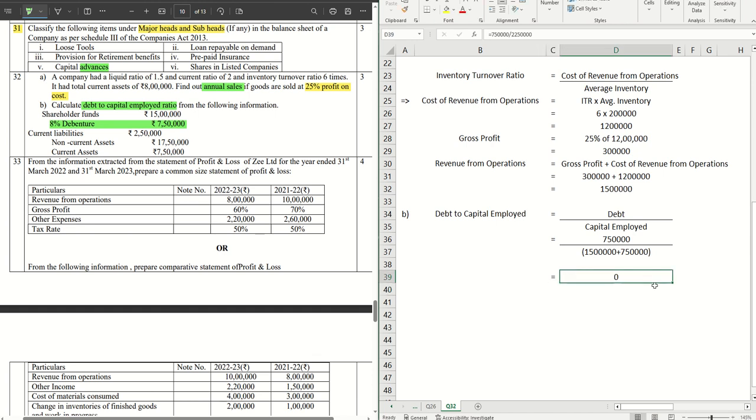So the ratio that we get in terms of decimal will be 0.33. Or in terms of fraction, if you want to write it, that's 1 by 3, so you can also write that as 1:3. That's my debt to capital employed ratio.